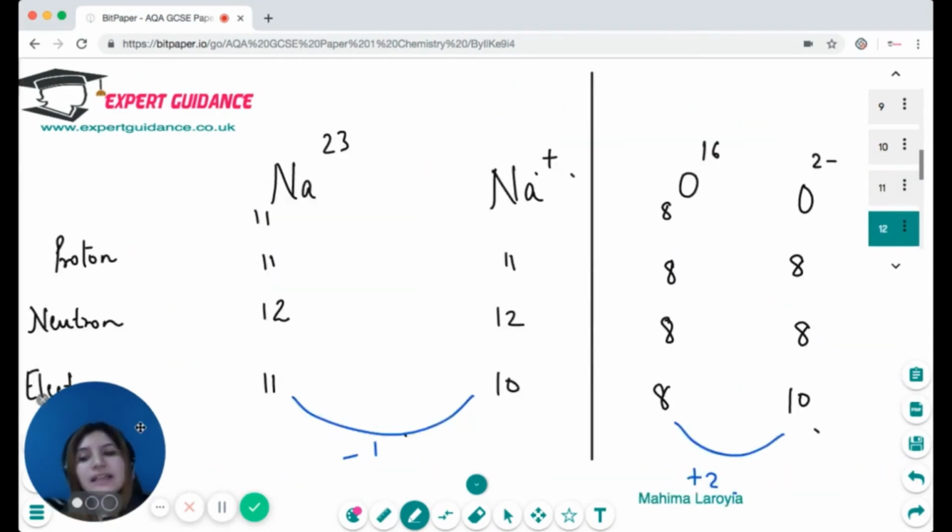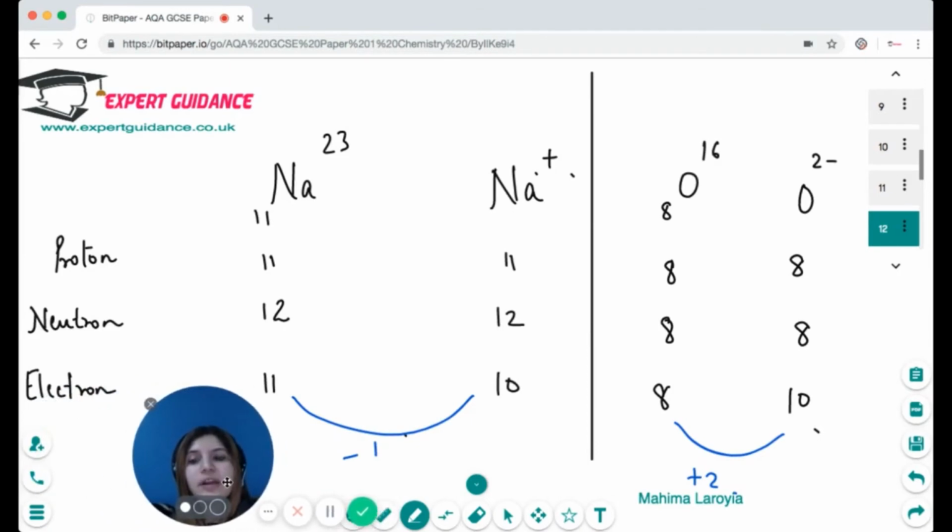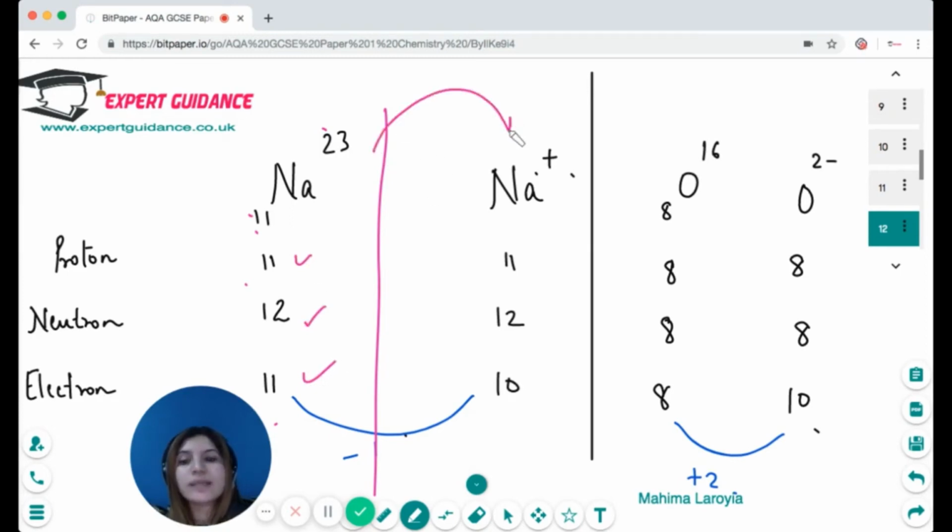Okay, now let's see how the electron number changes with the ion. Now this is the sodium. You know the bottom number is the electron number. The top number, take away the bottom number, that is 12, will be the neutron number. Now sodium becomes sodium plus, meaning it has lost 1 electron. Since it has lost 1 electron, the electron number will be 10, but the proton number and neutron number remain the same. Okay, so there's always a change in the electron number whenever the ion is formed.